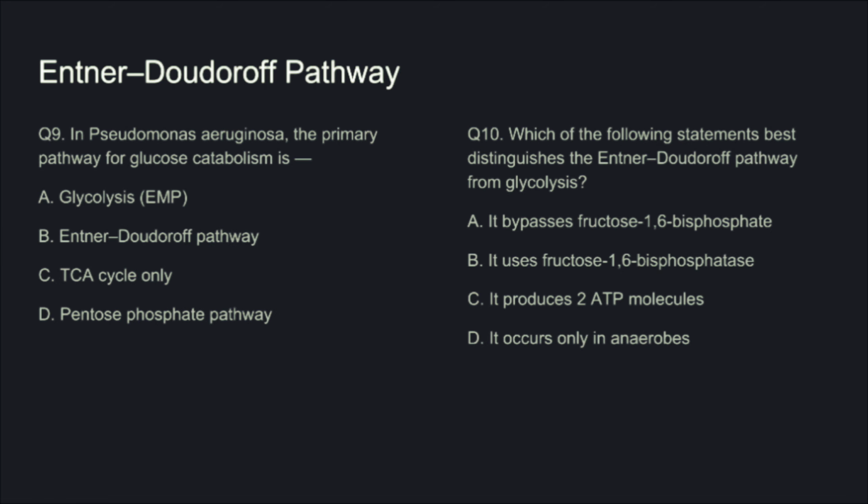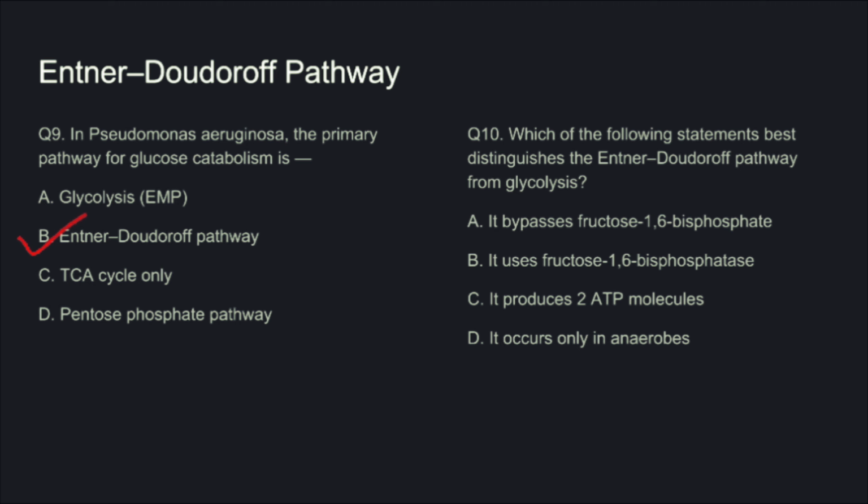Question number 9. In Pseudomonas aeruginosa, the primary pathway for glucose metabolism is, options are A. glycolysis, that is EMP pathway, B. Entner-Doudoroff pathway, C. TCA cycle, D. pentose phosphate pathway. So correct answer obviously option B, Entner-Doudoroff pathway.